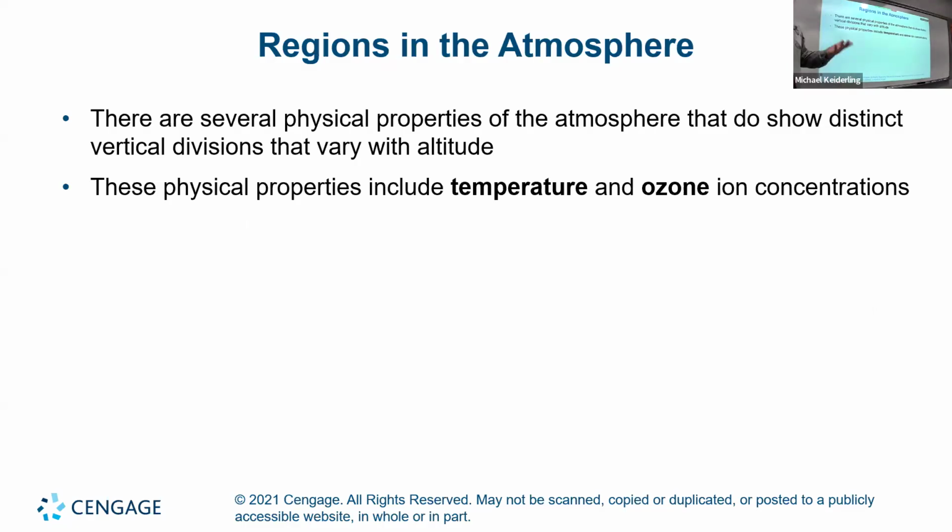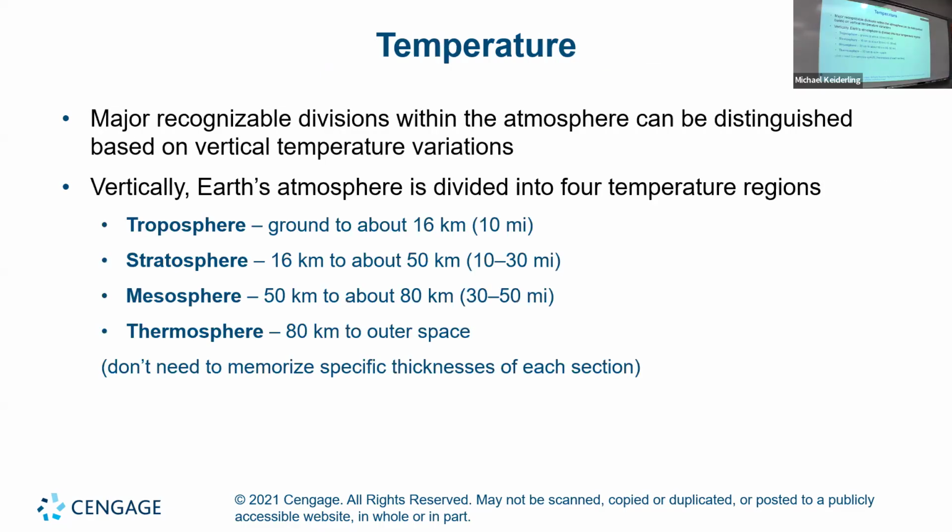And there are several physical properties of the atmosphere that show distinct vertical divisions that vary with altitude. And these include temperature and ozone ion concentration. Those are two common ones. The most recognizable divisions within the atmosphere can be distinguished based on how temperature changes with altitude. And there are 4 temperature regions.